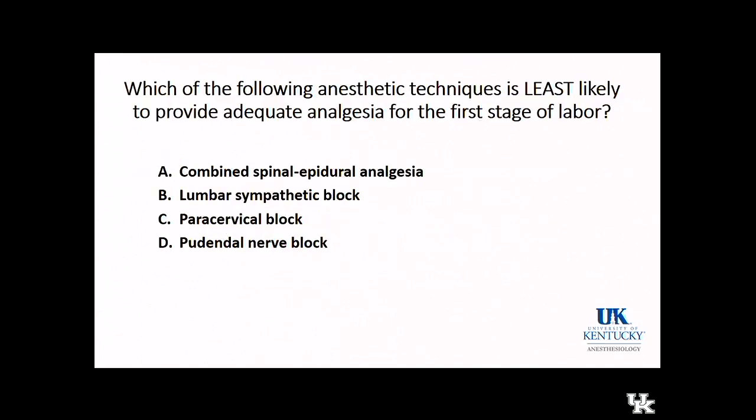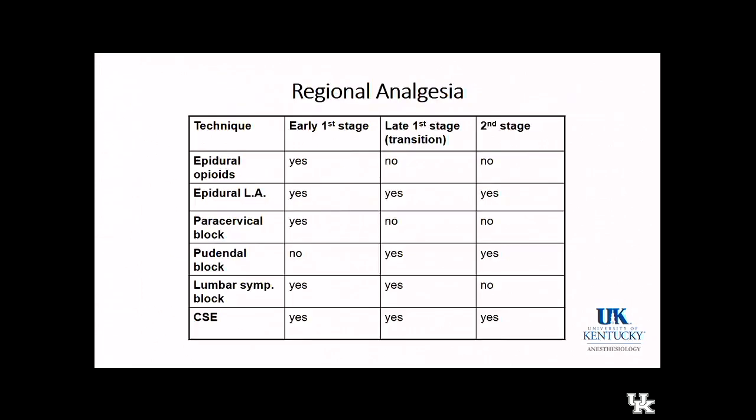So, which of the following techniques is least likely to provide adequate analgesia for the first stage of labor? And I really just gave you the answer. So what is it? It's going to be D, pudendal nerve block. That's going to take care of that somatic pain. But in the first stage of labor, when you're just having that visceral pain, just doing a pudendal nerve block is not going to do anything for that patient.